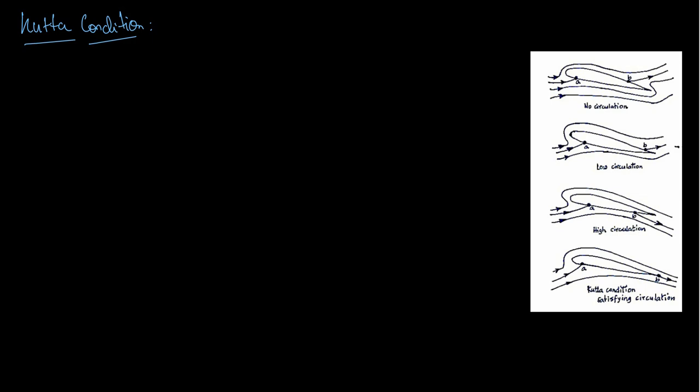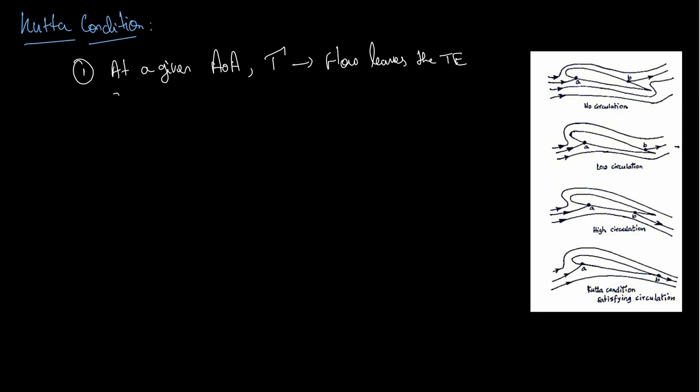So the first point is, for a given airfoil at a given angle of attack, so the angle of attack must be constant. At a given angle of attack, you can say that the circulation around the airfoil must be such that the flow leaves the trailing edge smoothly. Leaves the trailing edge smoothly. This is the first point that we need to keep in mind.